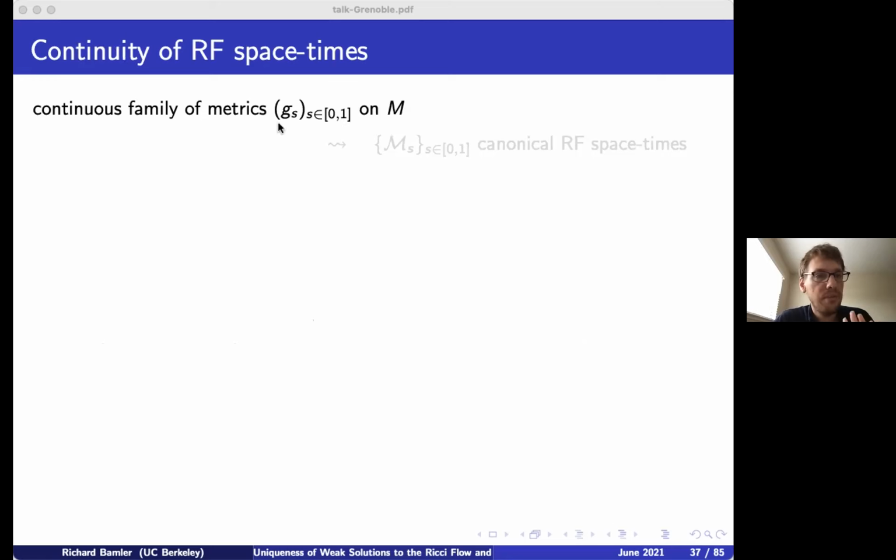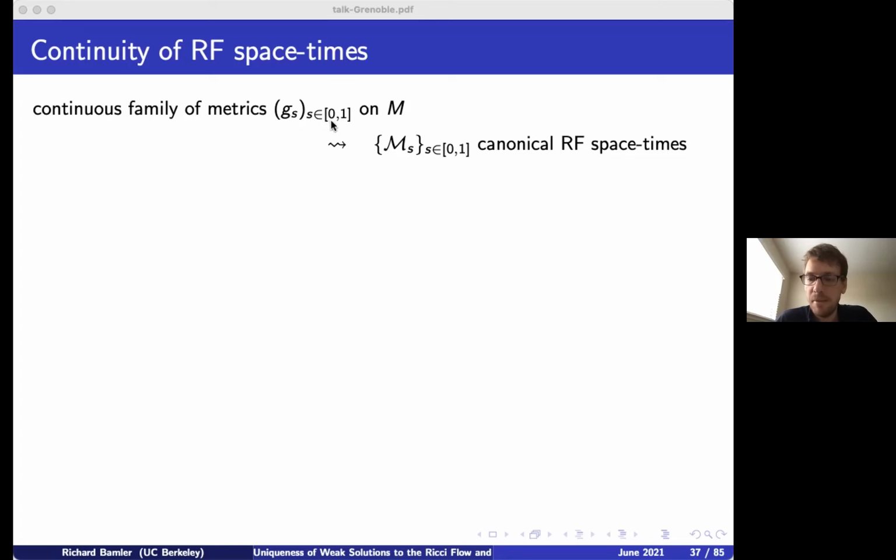They shouldn't evolve by the Ricci flow or anything. It's just some continuous family of Riemannian metrics. And now what I want to understand is the corresponding canonical Ricci flows starting from these metrics. And I want to understand how they behave if I change the parameter s. So s runs from 0 to 1.